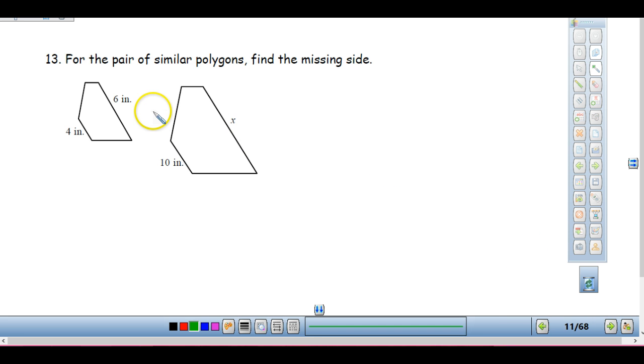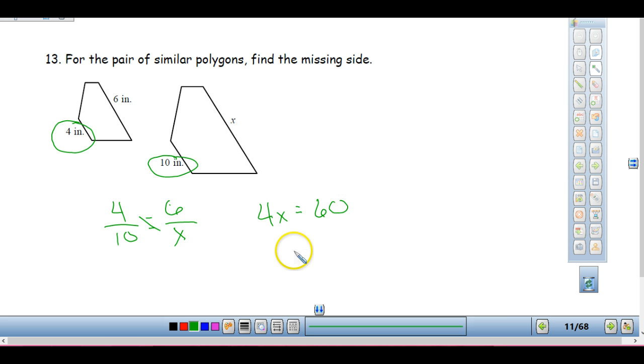Okay, similarity. This one, I know you guys didn't like this chapter very much. So remember that your sides are proportional. So in this case, 4 over 10, because those are the two sides that go together, equals, if we start with this polygon on top, it's got to stay on top. So 4 was on top, so now 6 has to be on top. 6 over x. Now we cross multiply. 4x equals 60. Divide by your 4. X equals 15.